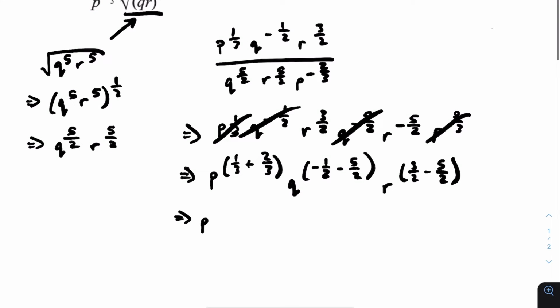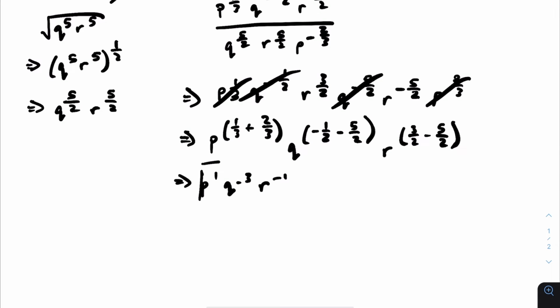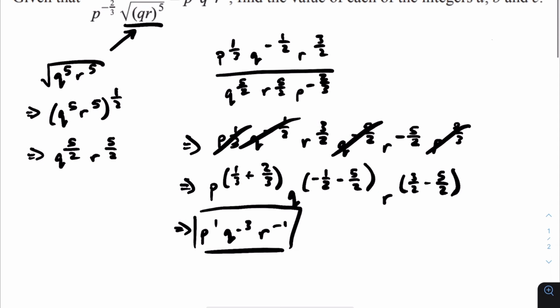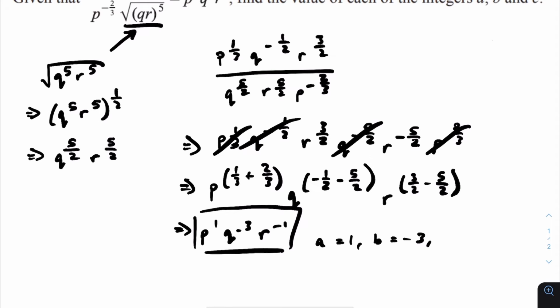So we get p to the power of 3 over 3, which is just 1, times q to the power of negative half minus 5 over 2, which is negative 6 over 2, which is negative 3. And then r to the power of 3 over 2 minus 5 over 2 is negative 2 over 2, which is just negative 1. So this is our answer, where we get a is equal to 1, b is equal to negative 3, and c is equal to negative 1.